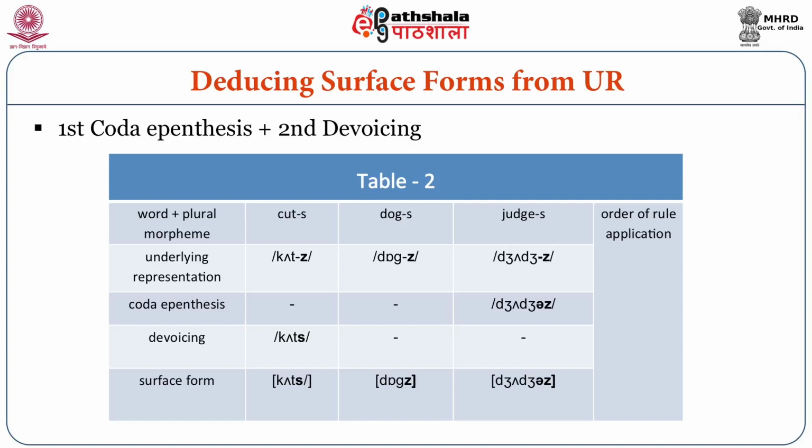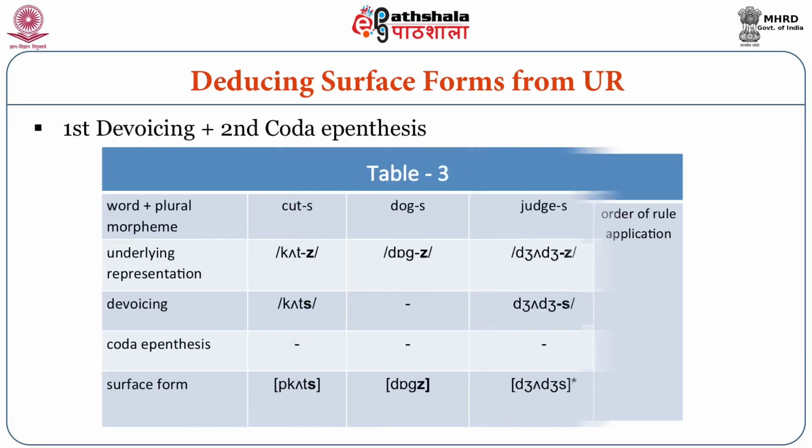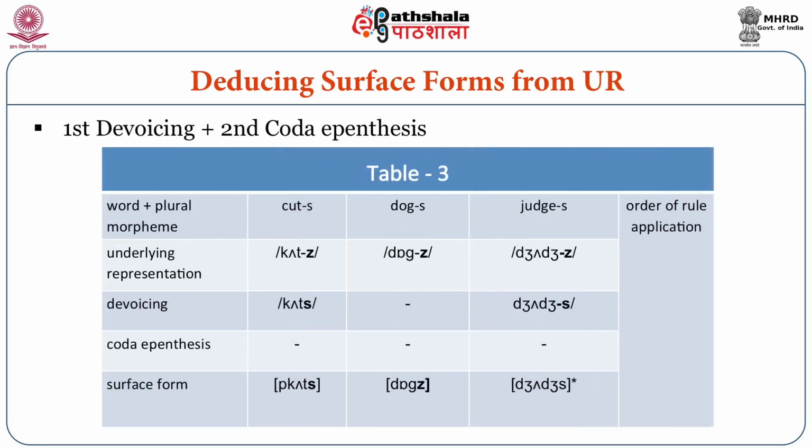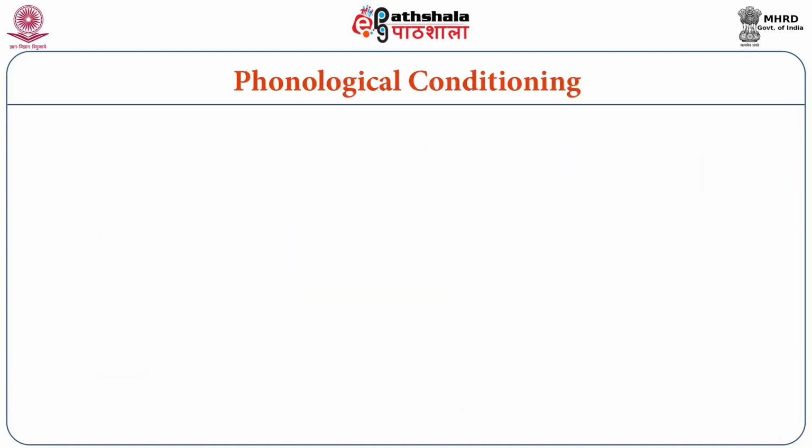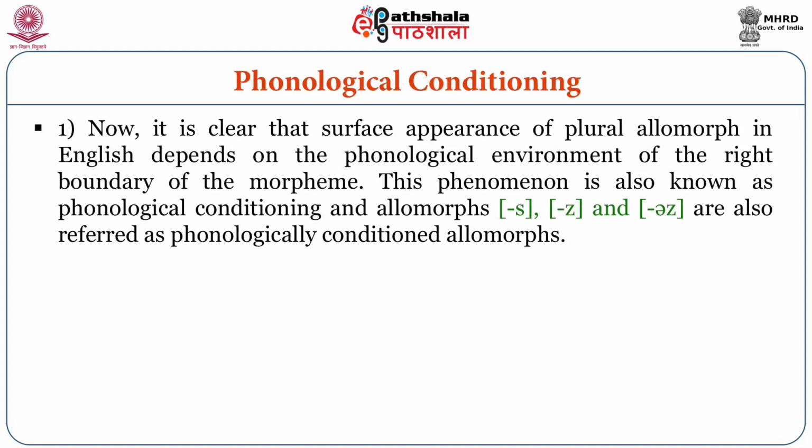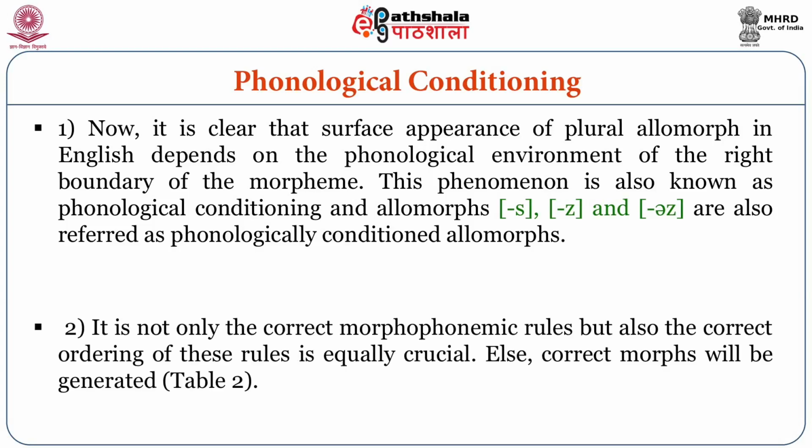The example is there with the plural morpheme: cut, cuts, dog, dogs, judge, judges. So how all these things are taking shape and what is the order of rule application is shown. In table 3 you can see the deducing surface forms from UR, and that is first devoicing plus second coda epenthesis. Phonological conditioning. Now it is clear that the surface appearance of the plural allomorph in English depends on the phonological environment of the right boundary of the morpheme. This phenomenon is also known as phonological conditioning, and allomorphs s, z and is are also referred to as phonologically conditioned allomorphs. It is not only the correct morphophonemic rules but also the correct ordering of these rules that is equally crucial, else incorrect morphs will be generated as you had seen in table 2.